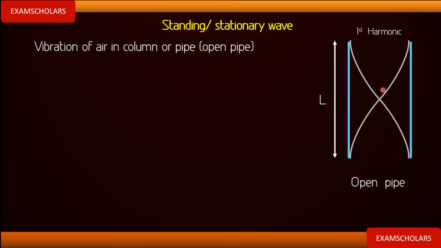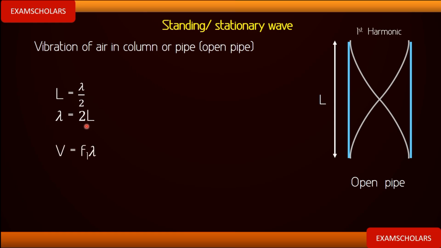Now let's look at this one. From here to here is 1, 2. So this one is 2 out of 4, which means this length corresponds to what? Lambda over 2. Half. 2 out of 4 is half. So L is equal to what? Lambda over 2. Now make lambda the subject of the formula. Lambda will be 2L.